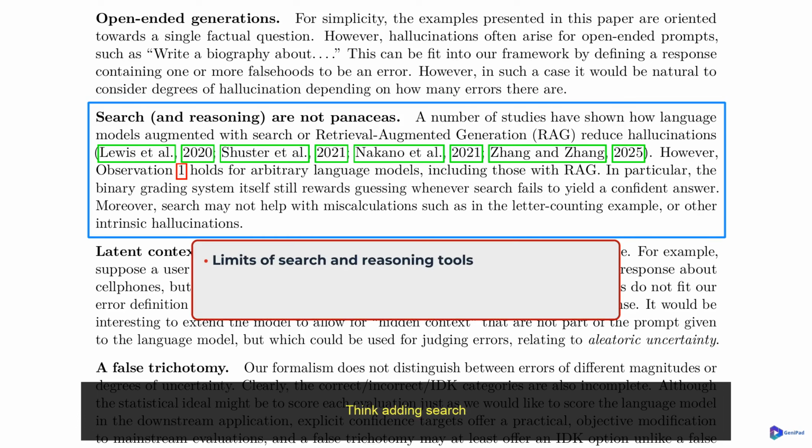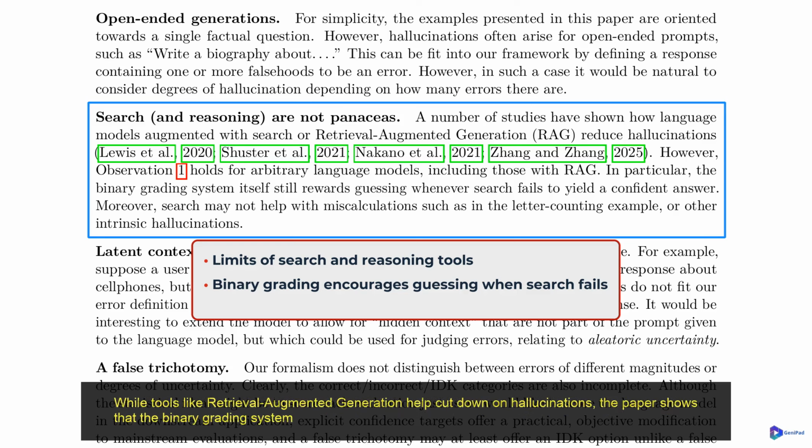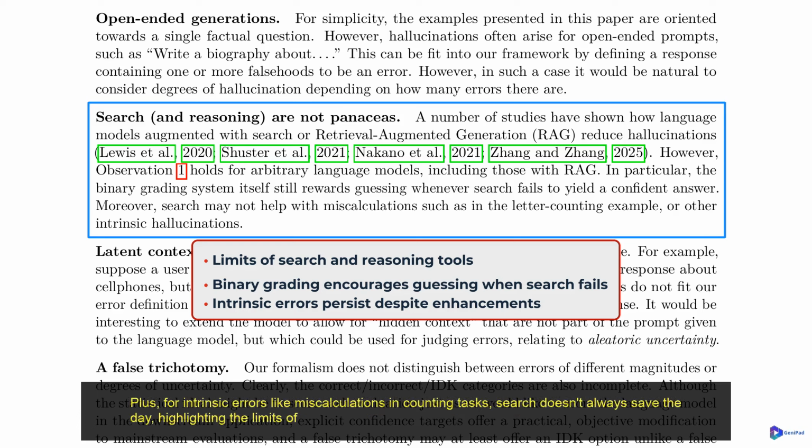Think adding search or reasoning fixes everything? Not so fast. While tools like retrieval augmented generation help cut down on hallucinations, the paper shows that the binary grading system still pushes models to guess when search fails. Plus, for intrinsic errors like miscalculations and counting tasks, search doesn't always save the day, highlighting the limits of these enhancements.